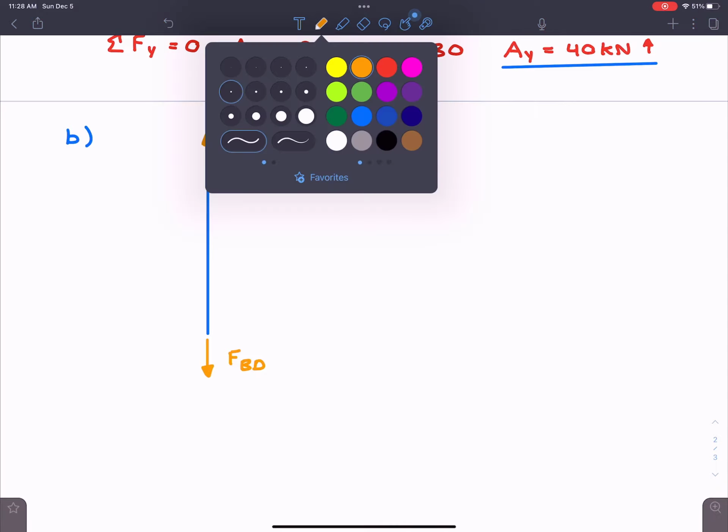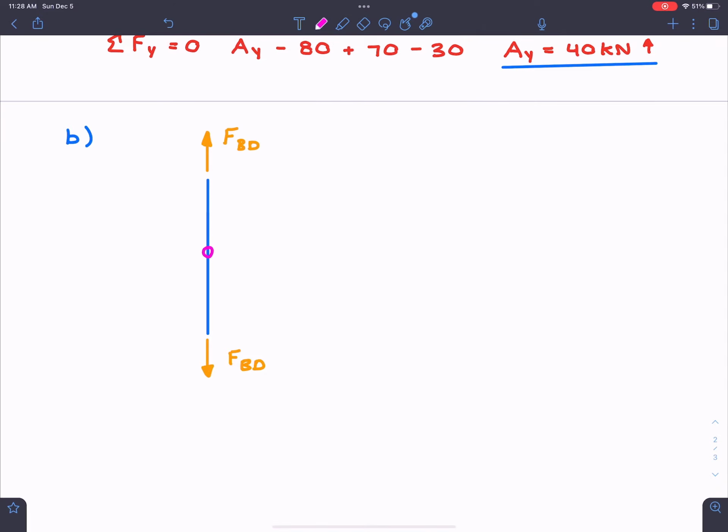If I were to consider a point right in the center of the beam, and I were to take my summation of moments, well, as we can see, both of these forces run through this point, so they're not going to create moment. If I were to move my point over here, again, both of these forces will now create moment, but they're going to be equal and opposite. So they're actually going to cancel out, which is nice.